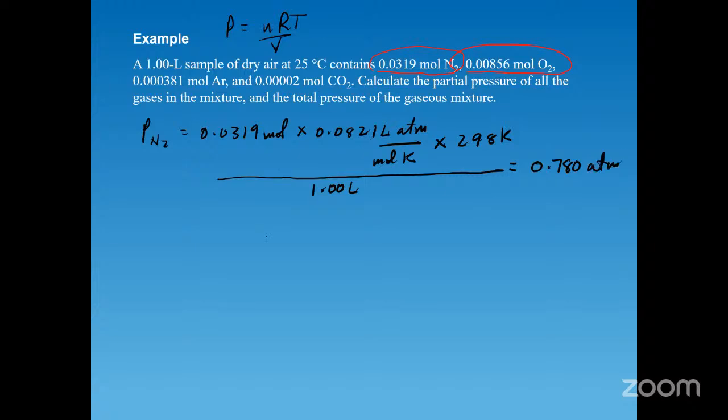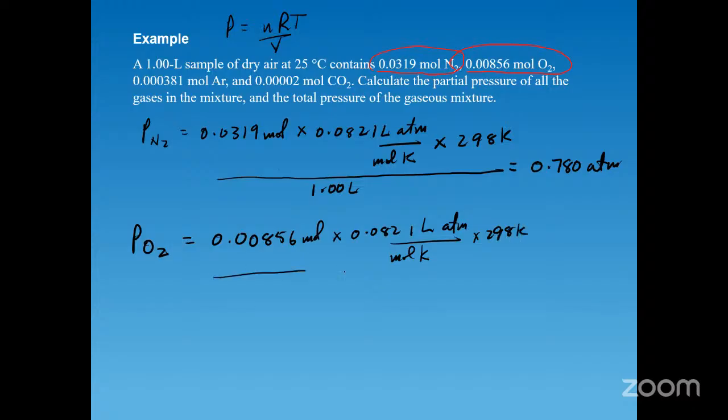And then we do pretty much the same calculation for the other gases. So in the case of oxygen, everything is going to be the same, except the number of moles, which would be 0.00856 moles times 0.0821 liters atmospheres over mole Kelvin times the temperature, which is 298 Kelvin, and then divide by 1 liter.